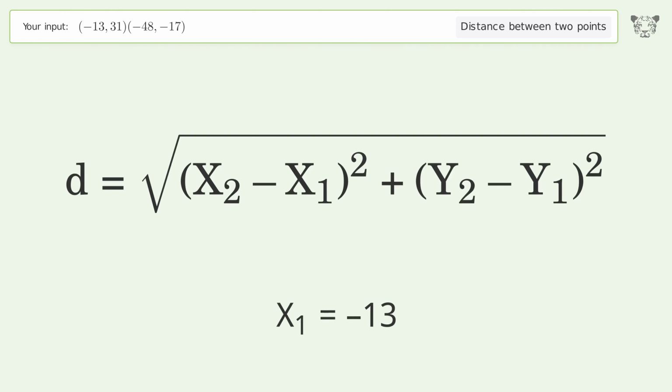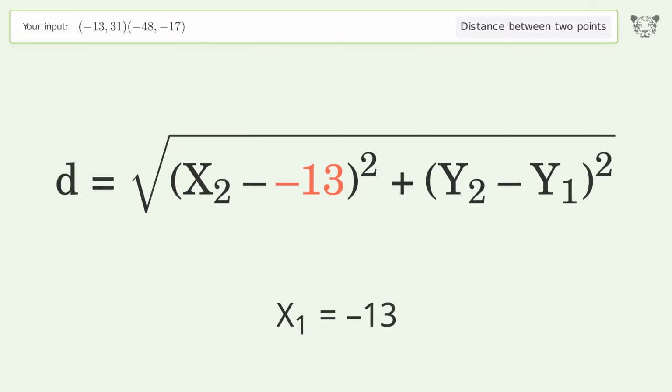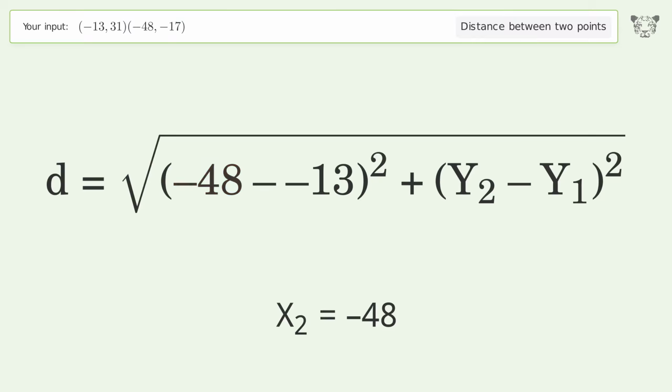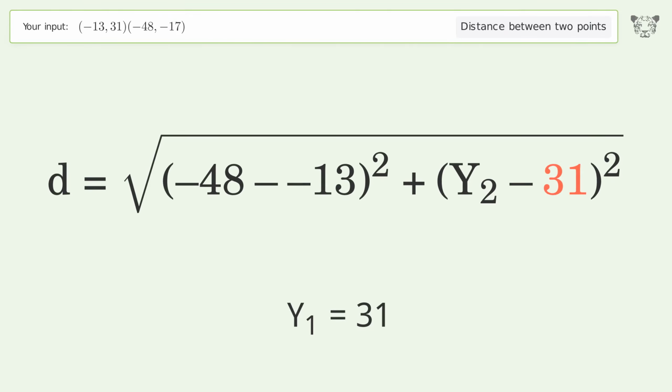x1 equals -13. x2 equals -48. y1 equals 31. y2 equals -17.